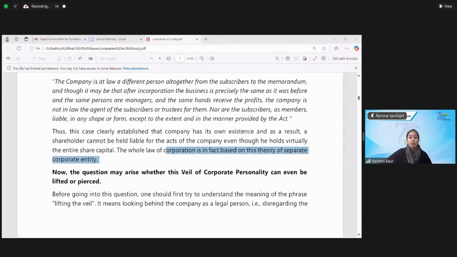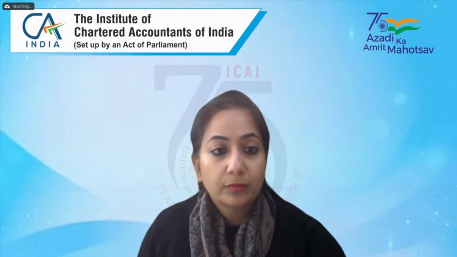So we have seen all the points of the corporate veil theory. We have understood. Yes, Aniket, the syllabus has changed. There is not much difference, but you can refer to the same study material that is applicable for your exams also.